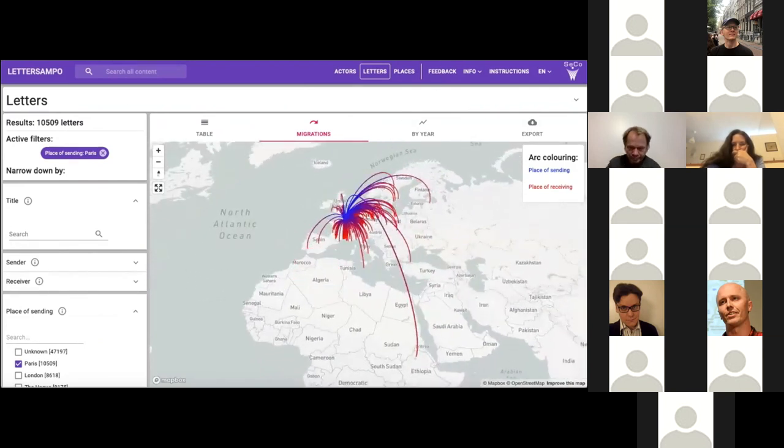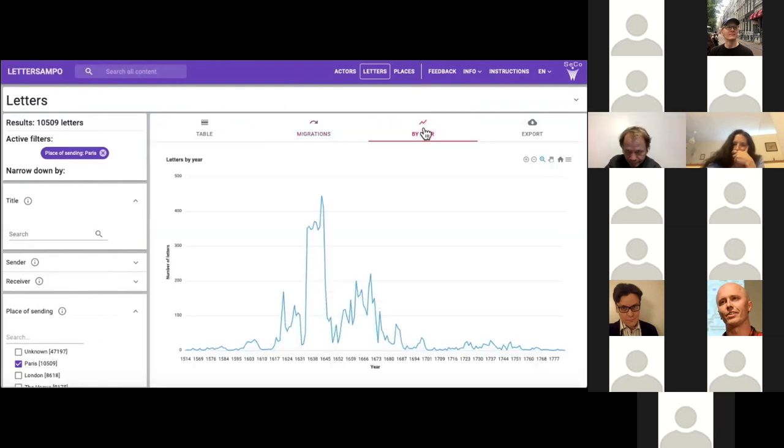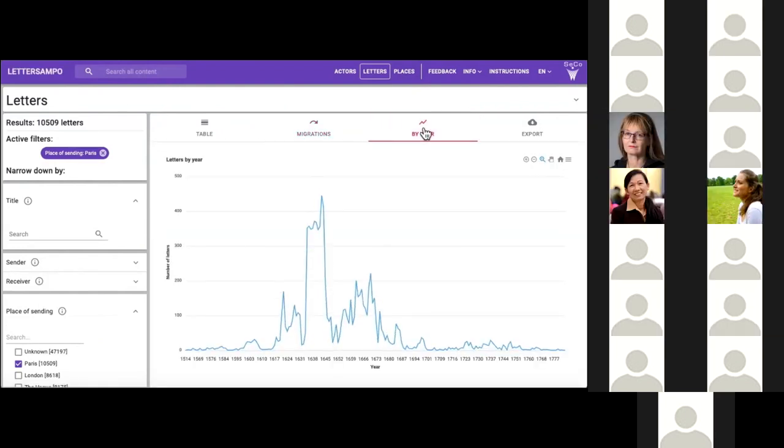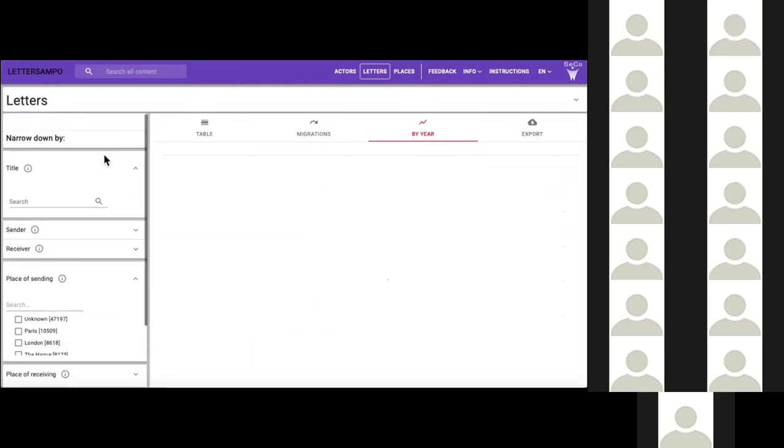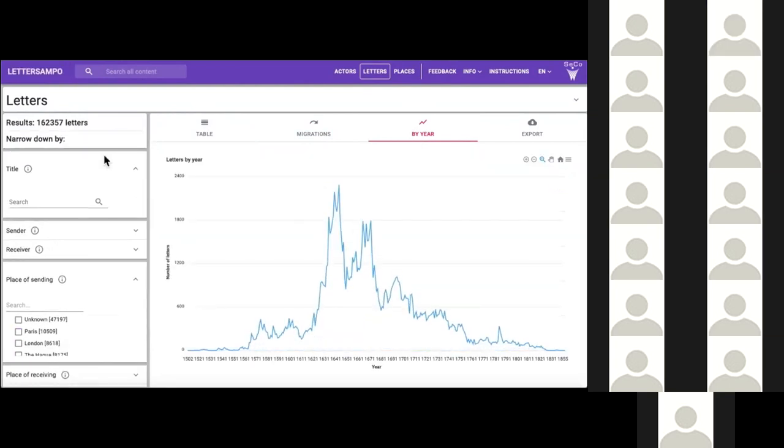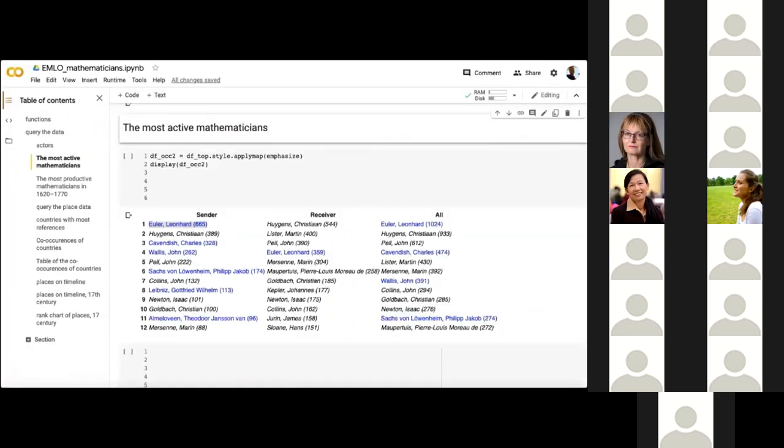The third tab on the letter page demonstrates the amount of correspondences on a timeline. From this curve it can be seen that the data is distributed from the 16th to the 19th century, with the majority of letters in the 17th century. In addition to the ready-to-use data views in Letter Sampo, the underlying SPARQL endpoint can be used easily for further data analyses using, for example, Python scripting in Google Colab.